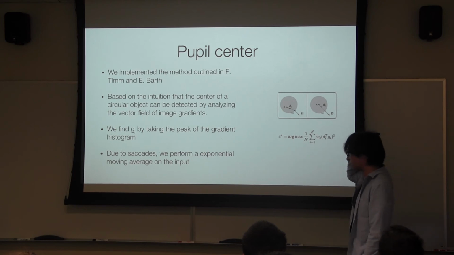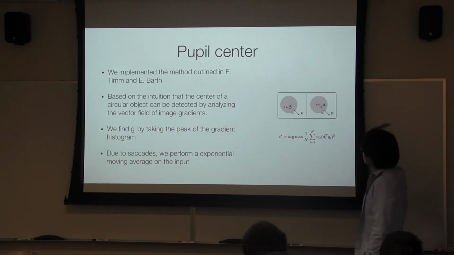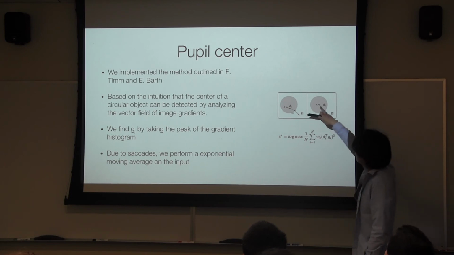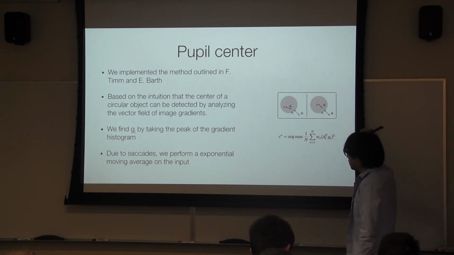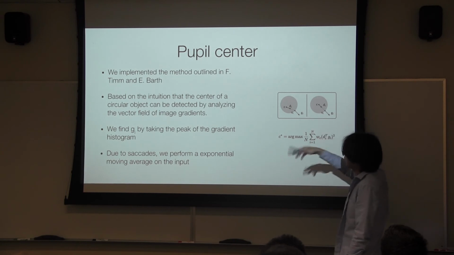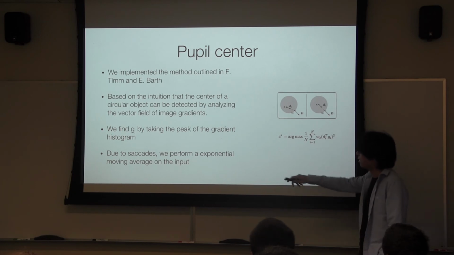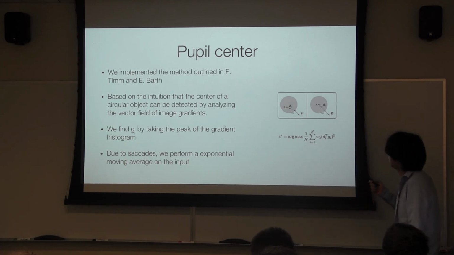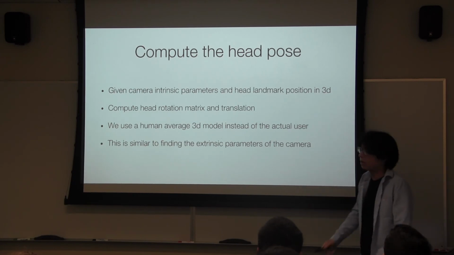We also need to infer the pupil center. We implemented the method from this paper, and the method is actually very simple. It's based on the conclusion that the center of the circle will maximize this objective, which is the dot product with the gradient. We find the gradient by taking the peak of the gradient histogram. The problem is that the pupil center jumps around a lot, so we need to perform an exponential weighted moving average for the pupil center positions. And we also need to compute the head pose.